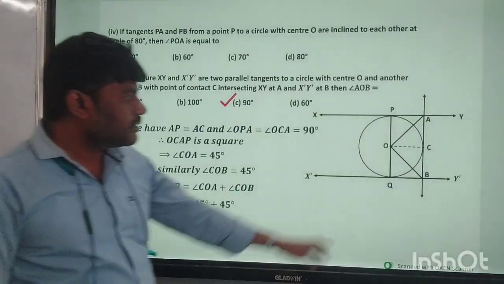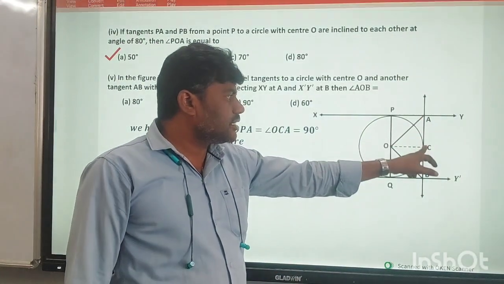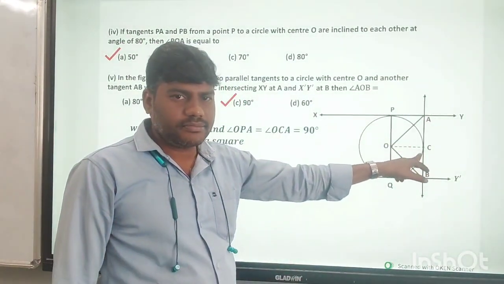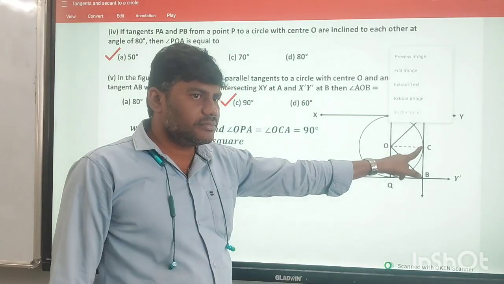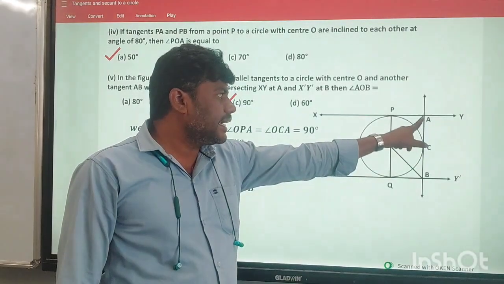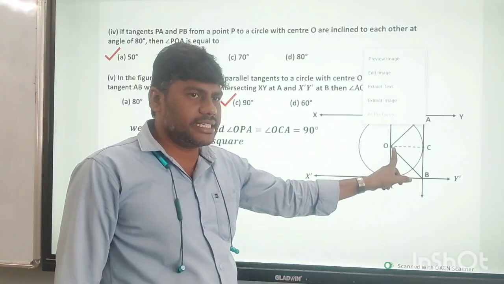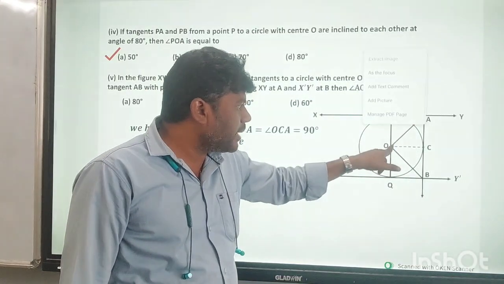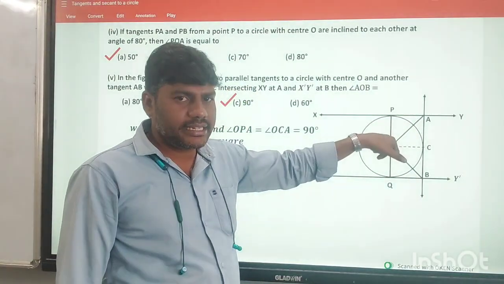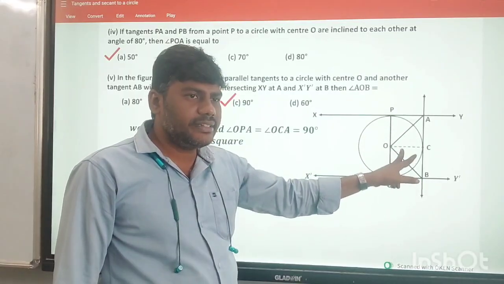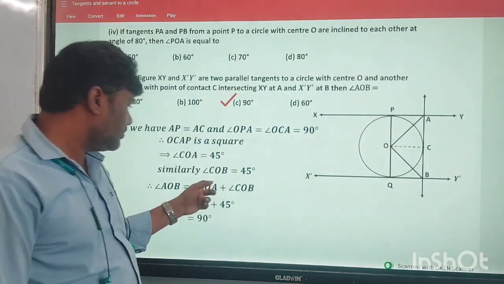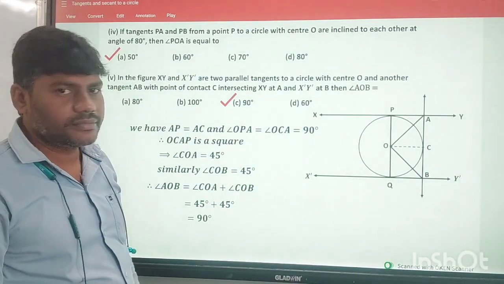Bisect means what? This 90, this is a square type only. This 90 degrees, perpendicular lines. This 90 degrees, this 90, this 90. Four 90s is 360. But here one bisecting point, bisect line. Bisect means 90, bisect 45. Okay.